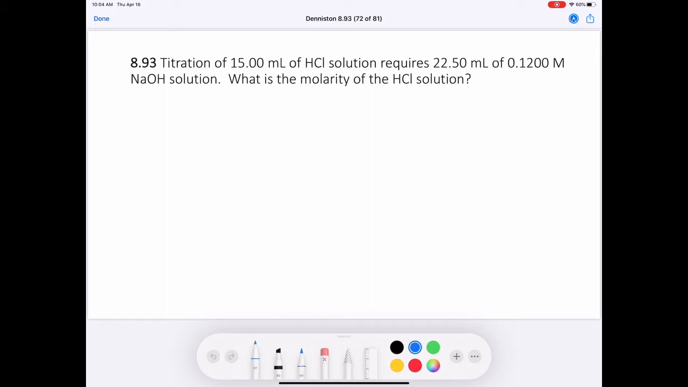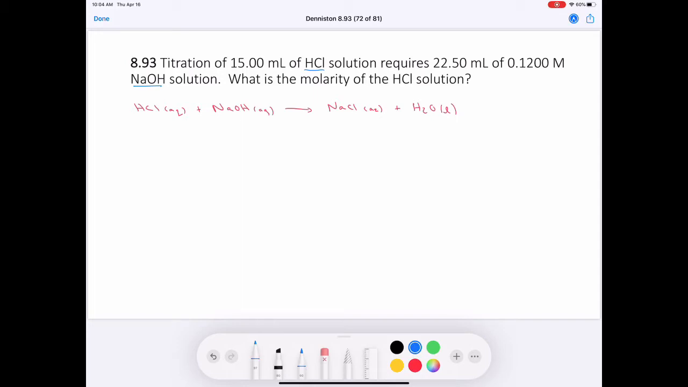So this is a titration of a strong acid, HCl, with a strong base, sodium hydroxide. So let's start by writing down the neutralization reaction that occurs when hydrochloric acid reacts with sodium hydroxide. And I end up with sodium chloride plus water. There's our neutralization reaction.